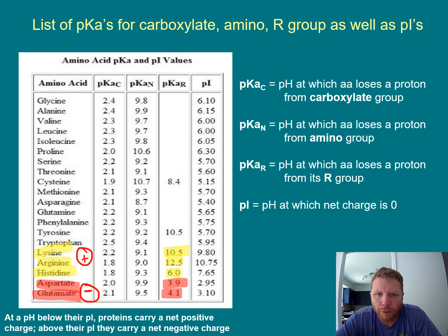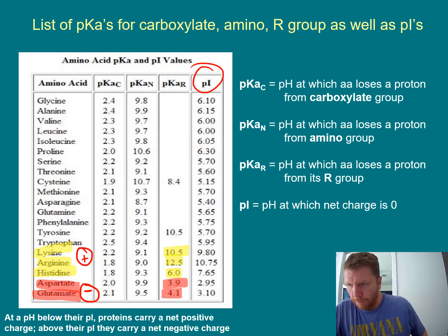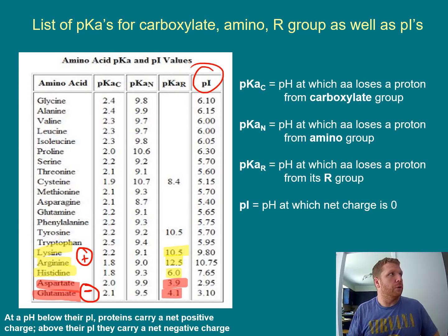Now this last column right here is the pI, which is also known as the isoelectric point. This is the point at which the molecule has no net charge, or a net charge of 0, and it's the point where the molecule is least soluble. If you think about an insoluble ionic compound, like putting sand, silicon dioxide, into a glass of water, sand is insoluble, so it's going to precipitate out. It's going to be a solid at the bottom of the container.